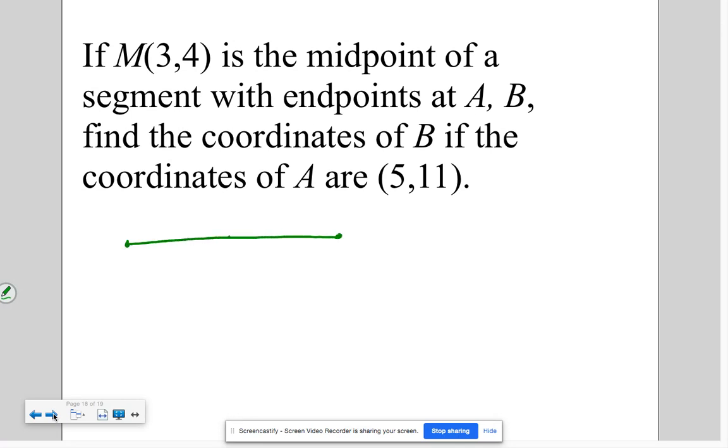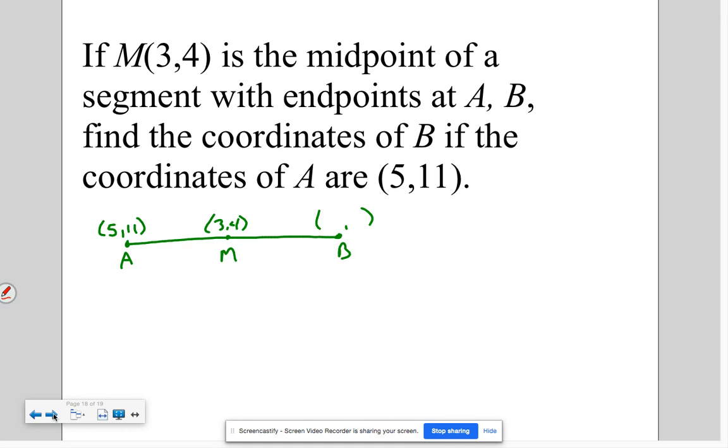And I know this isn't, like I said, exact, but I know my midpoint is at 3, 4, and I have one endpoint at A and the other endpoint at B. The coordinates of A are 5, 11. I know these aren't close to completely accurate, but you're going to see why this is going to help us. And B, we don't know what B is. We're trying to figure out what the values of B are going to be. I'm going to use this little diagram I made to help me find my B coordinate.